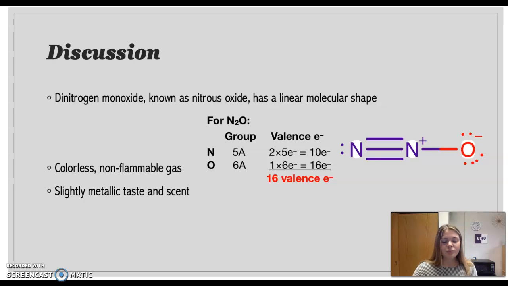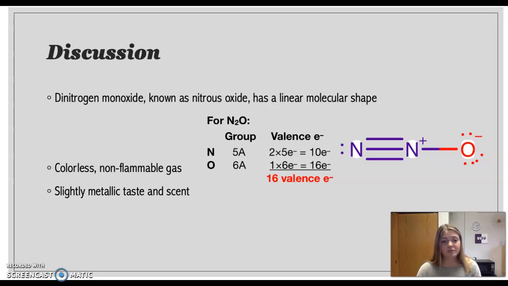If you look at a common name of nitrous oxide, dinitrogen monoxide, you'll be able to tell what makes up the molecule. Dinitrogen, di meaning two, monoxide, mono meaning one, means that there are two nitrogens and one oxygen bonded together in a linear molecular shape, which you can see in the Lewis structure to the right. There are 16 valence electrons that need accounted for in this Lewis structure, which is why the central atom nitrogen must be triple bonded to the other nitrogen atom and single bonded to the oxygen atom.